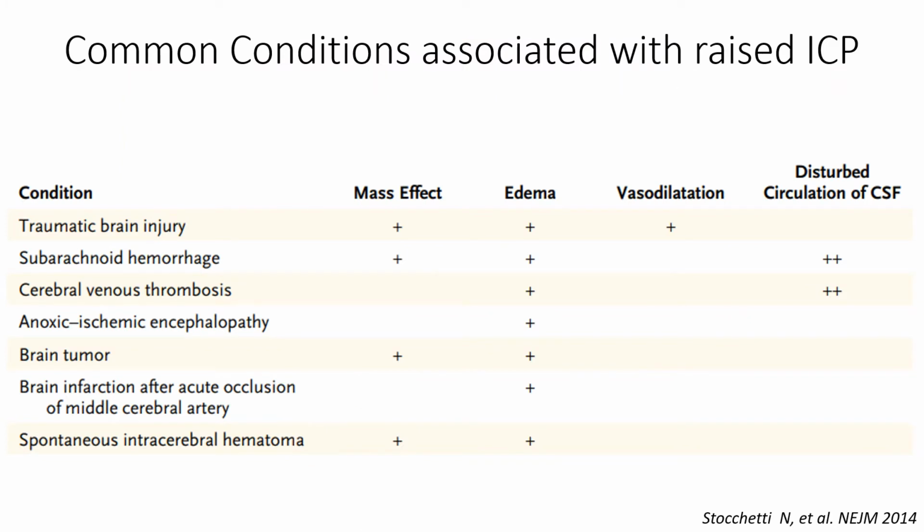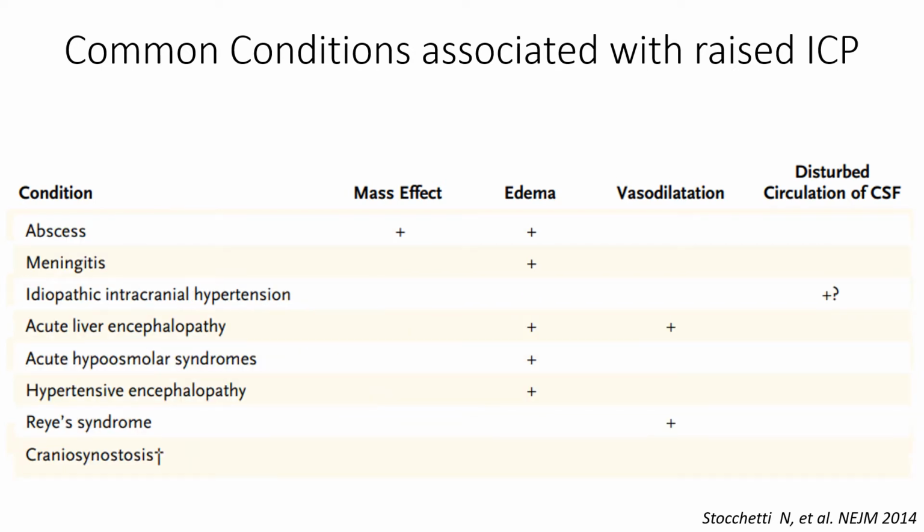The common conditions which we encounter in clinical practice associated with raised ICP, commonest obviously is traumatic brain injury, subarachnoid hemorrhage, CVT, encephalopathies, brain tumors, hemispheric infarctions, intracerebral bleeds, and even infections like abscess, meningitis, particularly cryptococcal meningitis, IIH, and metabolic syndromes, particularly hepatic encephalopathy and acute hyperosmolar syndromes, are also associated with raised ICP. And even in craniosynostosis, raised ICP is an indication for surgery.